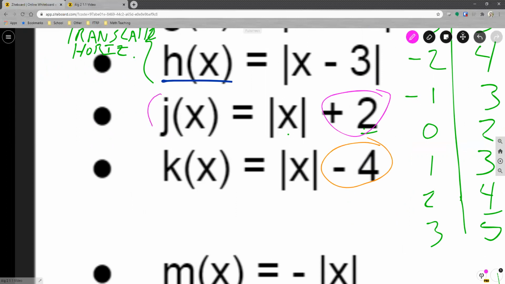And these two functions both did vertical translations. So it moved it up or down on the graph. All right, those are translation graphs. Let's look at these last three.